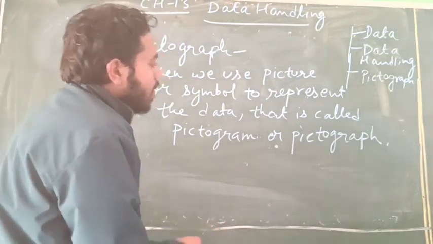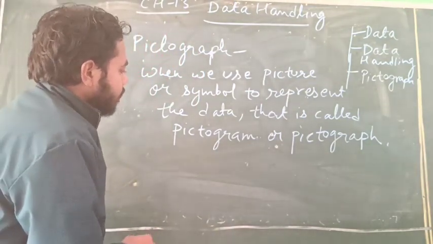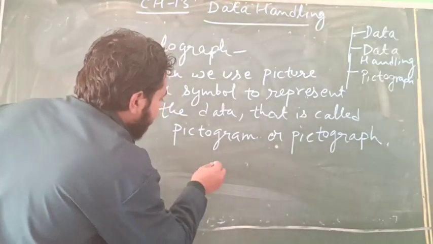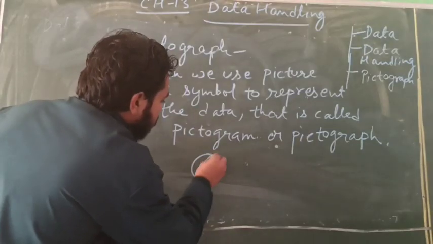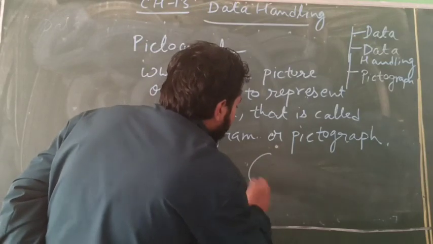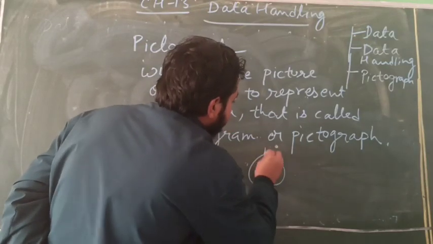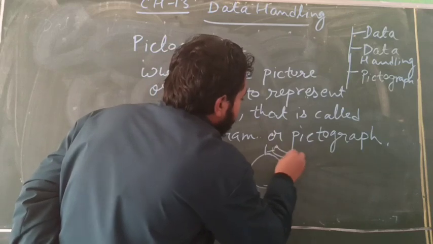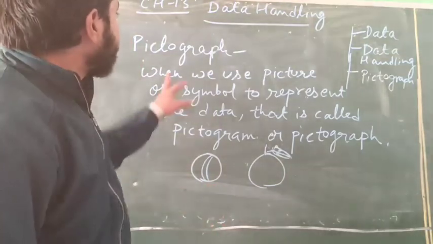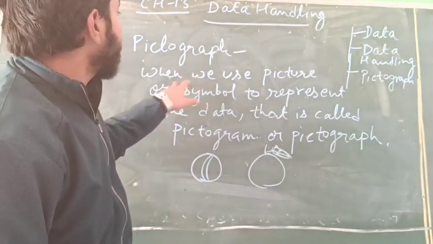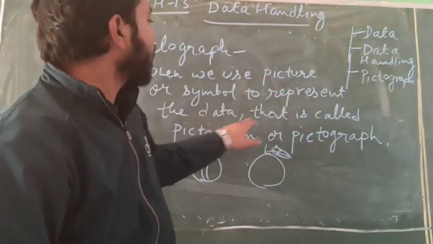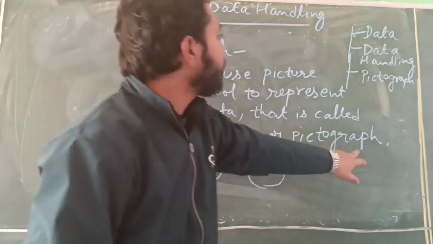Like when we use a symbol like a ball or a fruit like an orange in presenting the data, that type of data is called a pictograph. When we use pictures or symbols to represent the data, that is called a pictogram or pictograph.